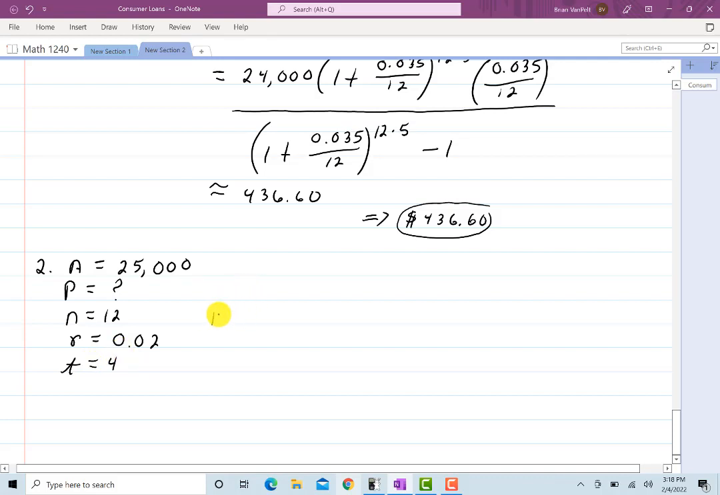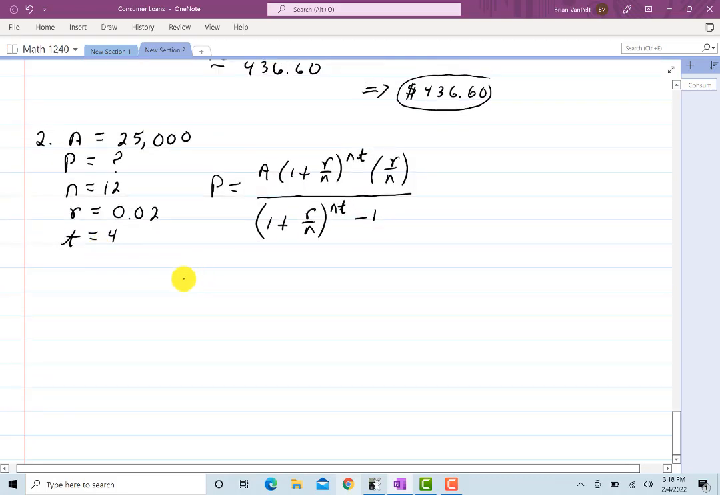All right, let's put our numbers in. P, well, I'm not going to put it in yet because I like to put down the formula and then I'll put in the numbers. So I have A times (1 plus R over N) to the NT times R over N, divided by (1 plus R over N) to the NT minus 1.